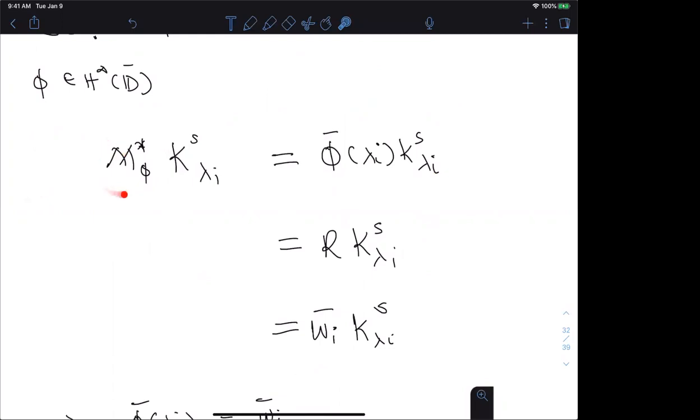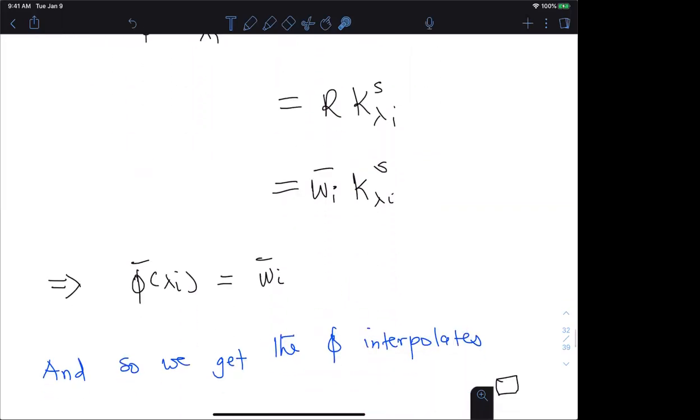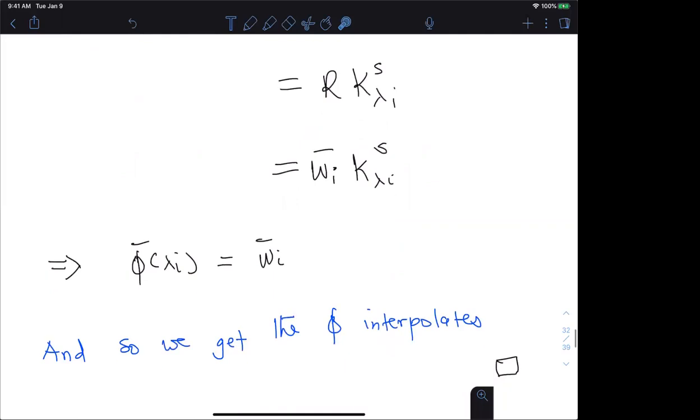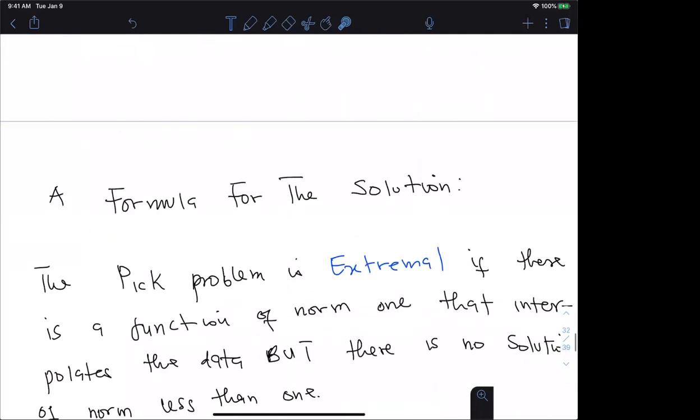But M star phi is now R, so this is equal to R acting on the kernel element. But R by definition is equal to omega I bar acting on the kernel element. So that means phi bar at lambda I is equal to omega I bar, that is, the conjugate of phi at lambda I is equal to the conjugate of omega I. And for that matter, we say phi interpolates the data, which means phi of lambda I is equal to omega I. So now that is the sufficiency condition.